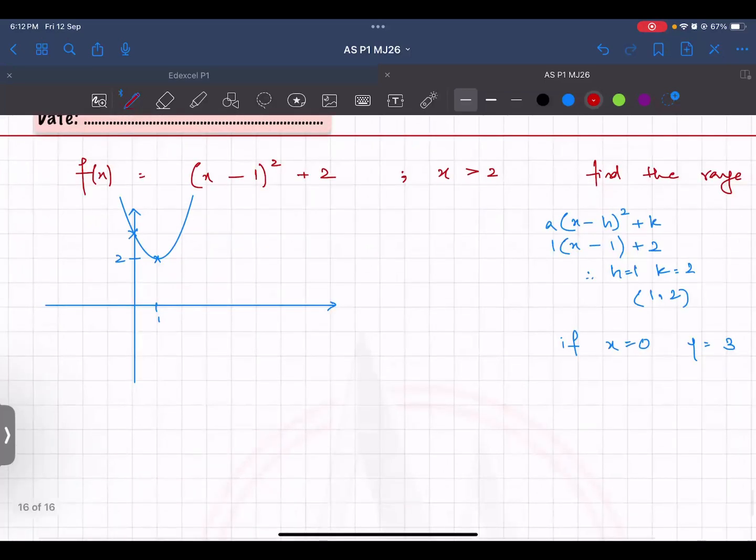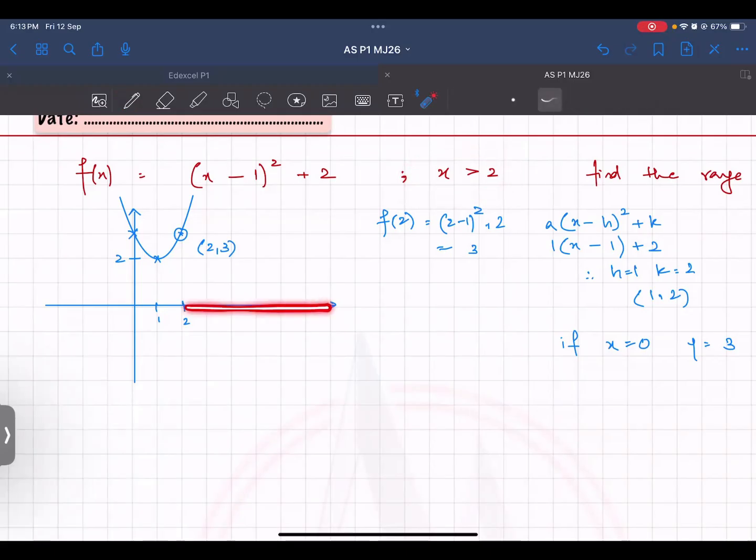Now find the value at the boundary, if you forgot the boundary. So f(2), the boundary is where x is 2. So (2 minus 1) whole square plus 2 is 1 plus 2 is 3, again 3. So when your x is 2, your y is again 3. This is the boundary. And then they've told you that x is greater than 2. Greater than 2 means to the right side. So everything to the right side, the relevant part is this region, which is going up.